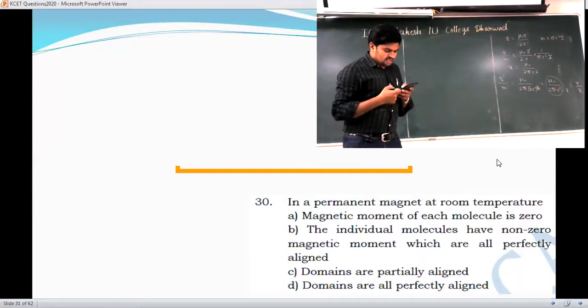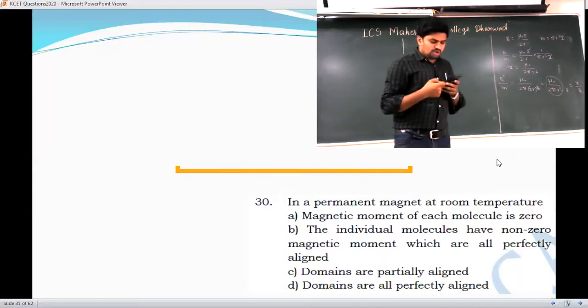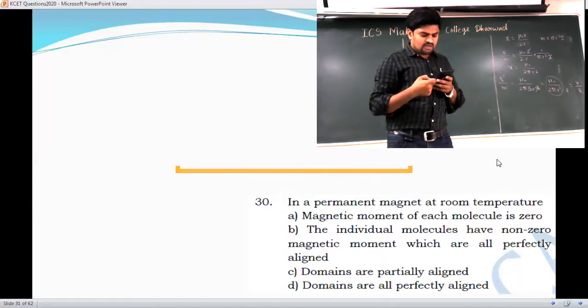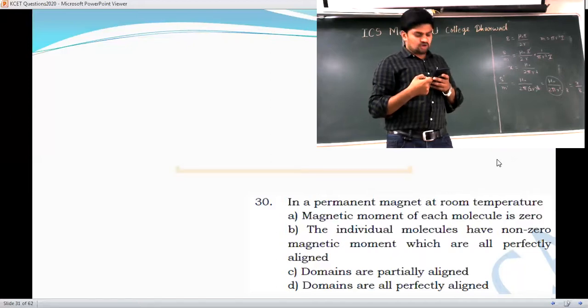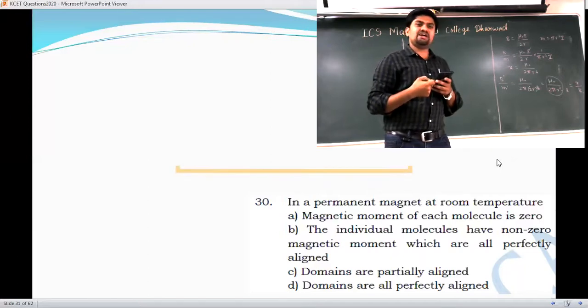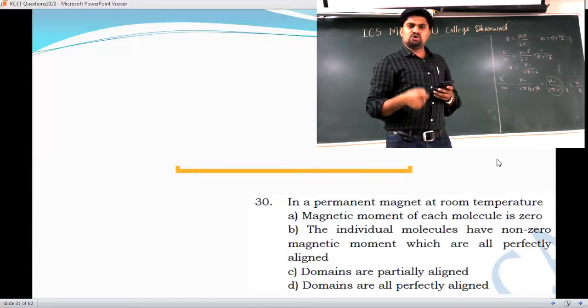So see the options. Magnetic moment of each molecule is 0? No. The individual molecules have non-zero magnetic moment, which are all perfectly aligned. They have told 0, so it is not possible. Domains are partially aligned? Already it is room temperature, so all the domains are getting some energy there, so there will be no partial alignment.